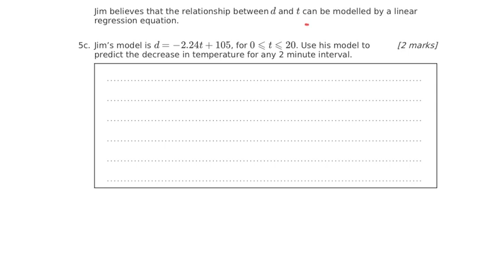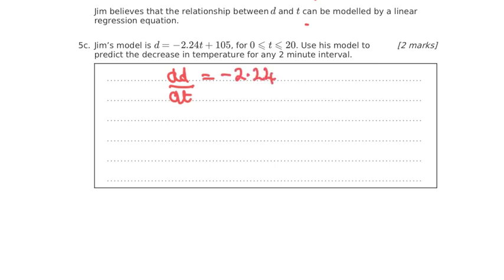5c. Jim's model is D equals minus 2.24t plus 105 for t between 0 and 20. Use this model to predict the decrease in temperature for any 2-minute interval. Well, this is a rate of change equation. So dD over dt equals minus 2.24.